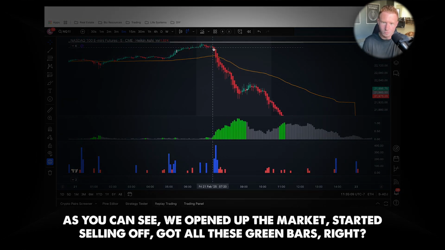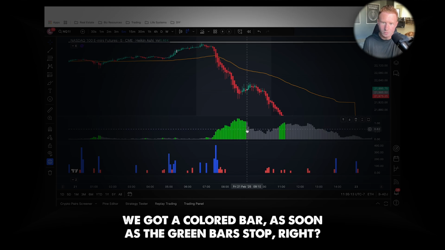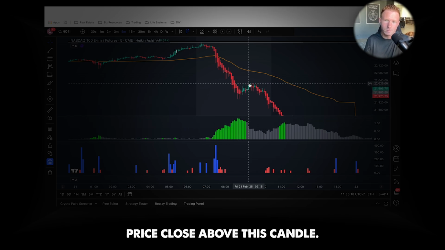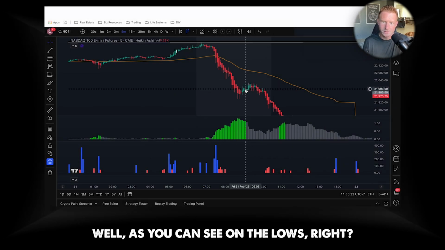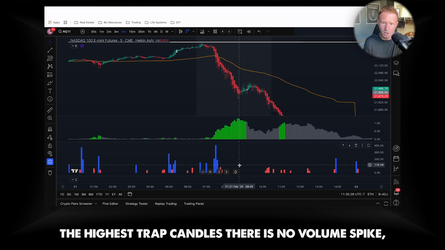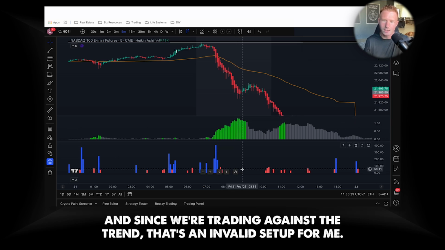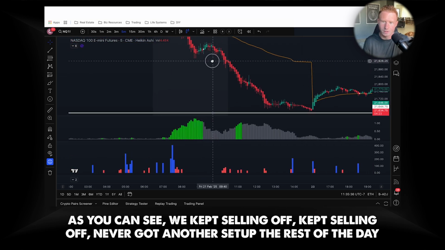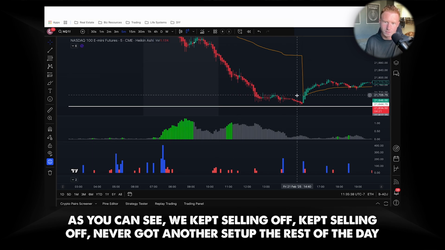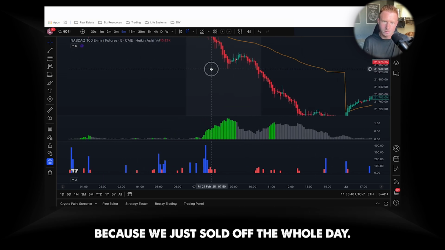As you can see, we opened up the market, started selling off, got all these green bars. We got a colored bar as soon as the green bar stopped. Price closed above this candle. Now, why did I not enter long right here? Well, as you can see on the lows, the lowest trap candles, there was no volume spike. And since we're trading against a trend, that's an invalid setup for me. So I simply did not enter. As you can see, we kept selling off, never got another setup the rest of the day because we just sold off the whole day.